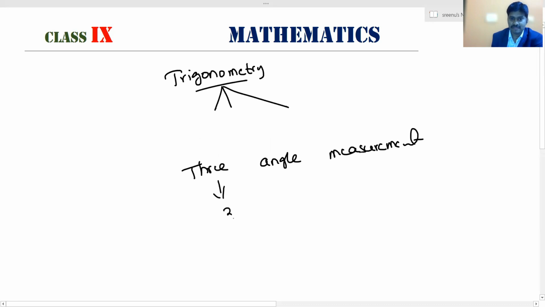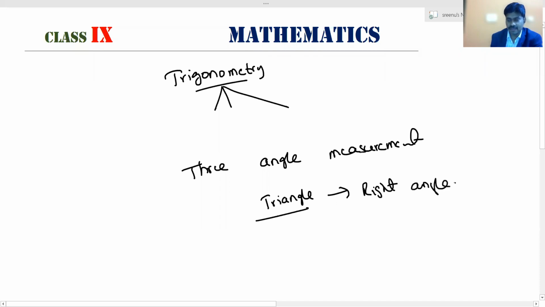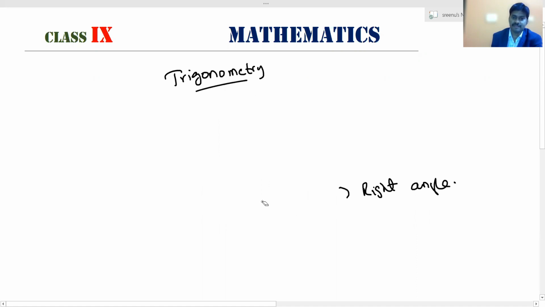Three. Where can we see three angles in geometry? In a triangle, sir. Very good. In a triangle. That means we learn about the triangles, the right angle triangles. Trigonometry deals with angles and sides of a triangle. This is the branch of mathematics.